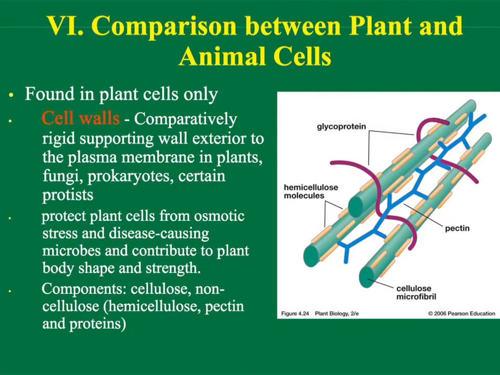Okay, so the first thing that I want to talk about is the cell wall. So the cell wall is comparatively rigid. It supports the exterior wall to the plasma membrane in plants, also fungi, prokaryotes, and certain protists. It protects plant cells from osmotic stress and also protects them from disease-causing microbes. And it contributes to the plant body shape and its strength.